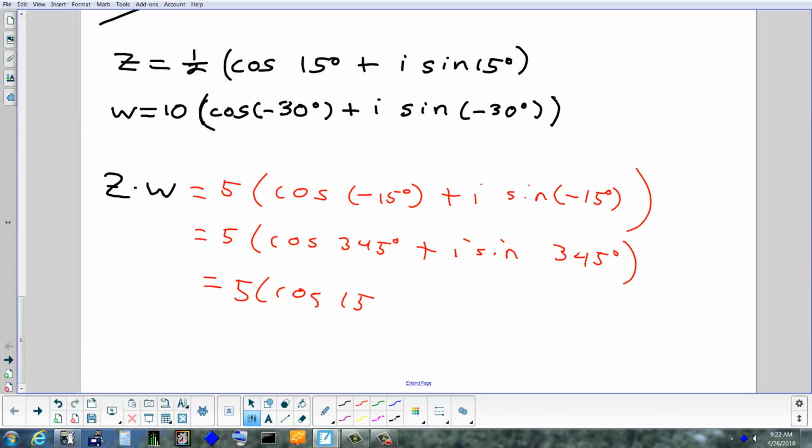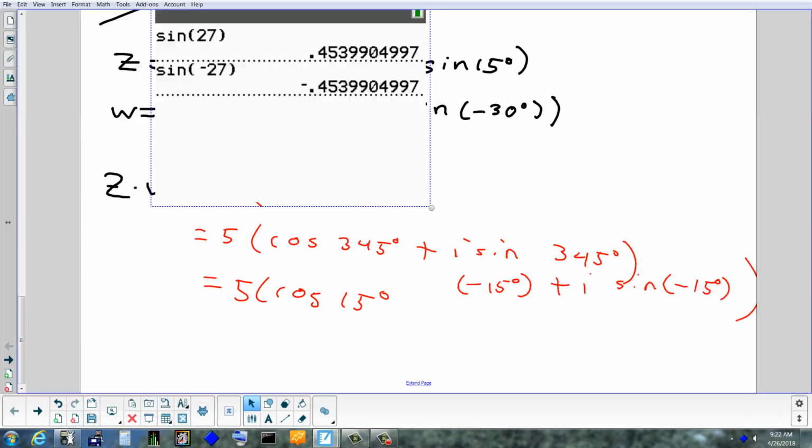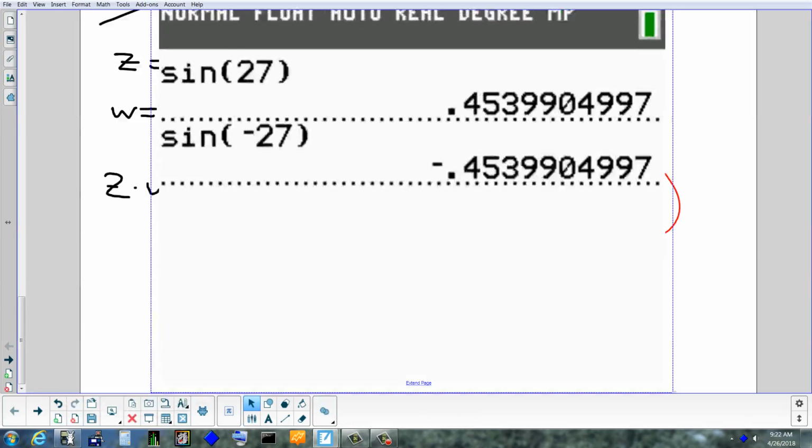Okay, so let's start with that. Let's try it with sine. Let's see if the negative makes a difference there. Let's do the sine of 27. Okay, that's what you get. Let's do the sine of negative 27. Did we get the same answer? Oh, yeah. No. Can't see that very well.